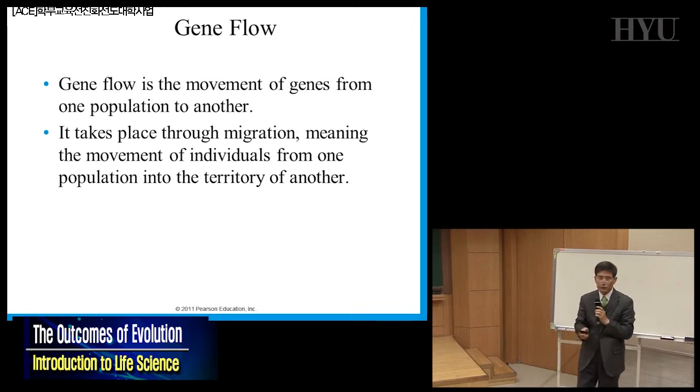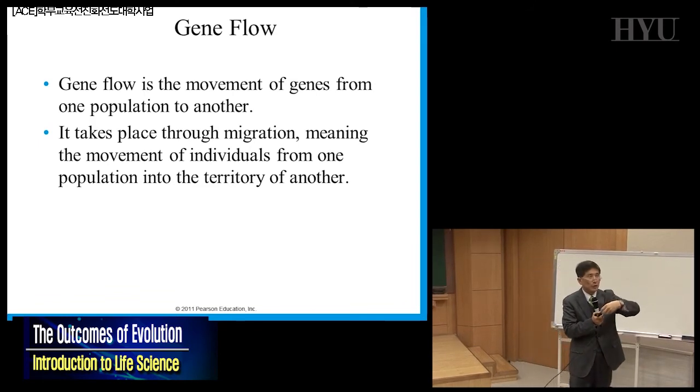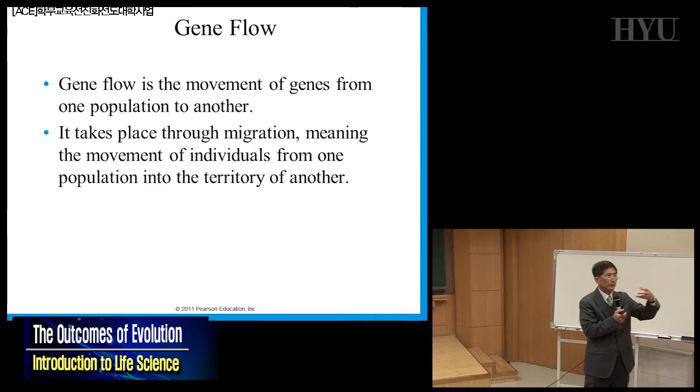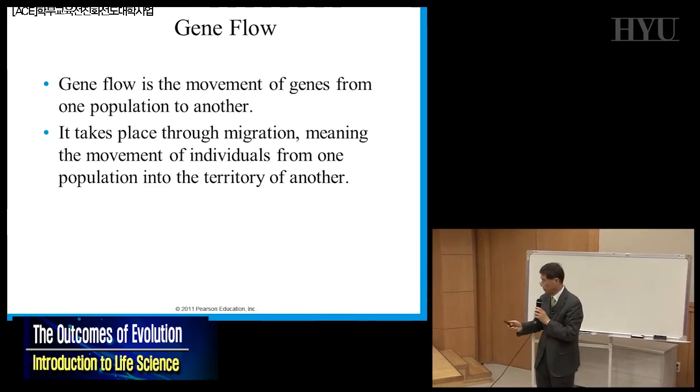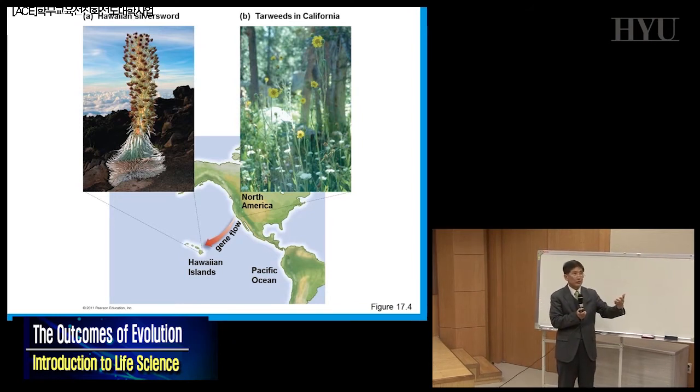The second one is called gene flow. Gene flow is genes flowing from one place to another. It's an easy concept, right? How can a gene flow? Somebody has to move from one place to another. For example, this is California, a plant called tarweed in California, and this is a very similar plant in Hawaii. The seed of this plant from North America traveled a long distance by birds or by any means, and landed in Hawaii. They became a little bit different from here, but that's gene flow.